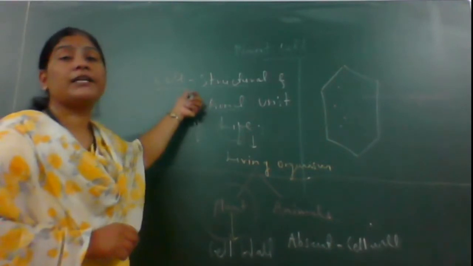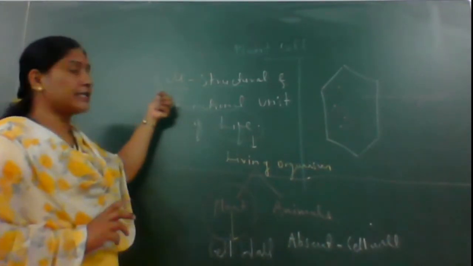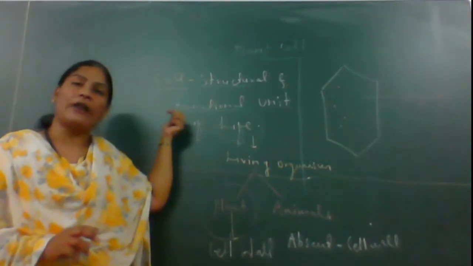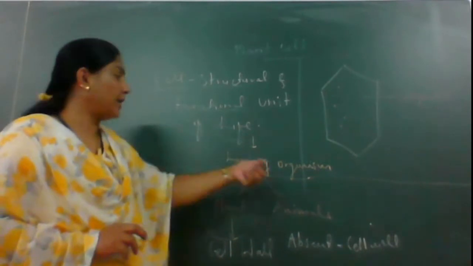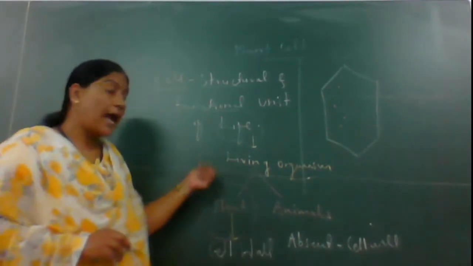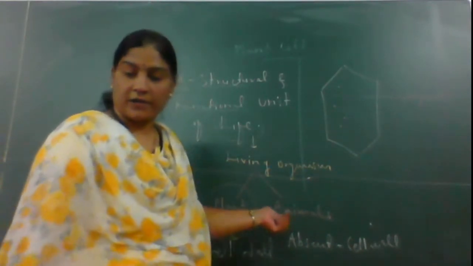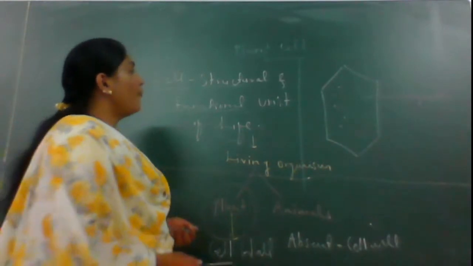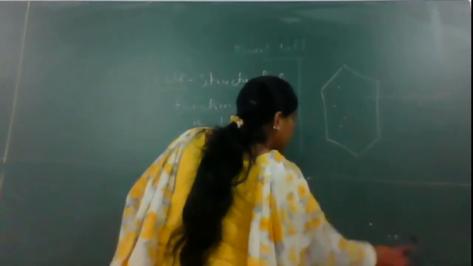Cell is the structural and functional unit of life. It is also defined as the basic unit of life. Life means living organisms, which may be plants and animals. In the plant a well-developed cell wall is present, and in animals the cell wall is completely absent. Next we learn about the structure of the plant cell.